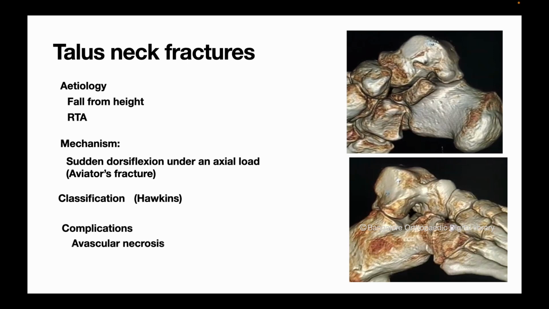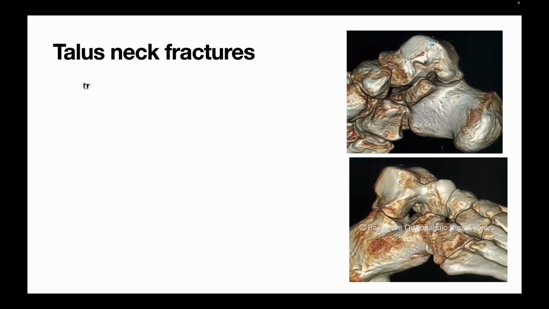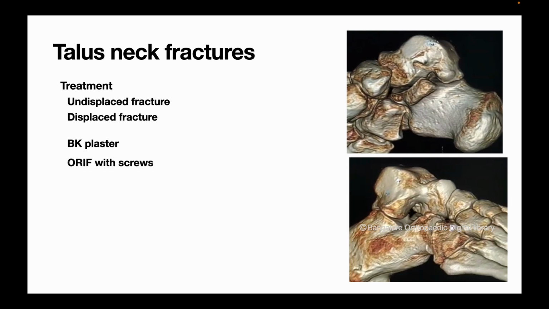As I mentioned earlier, the common complications of these fractures are avascular necrosis and non-union. Both are due to a compromised vascular supply. This may further lead to degenerative osteoarthritis of the ankle and even the subtalar joints. As a general rule, in all fractures, an undisplaced fracture is treated in a below elbow plaster, and a displaced fracture is treated with open reduction internal fixation with screws.